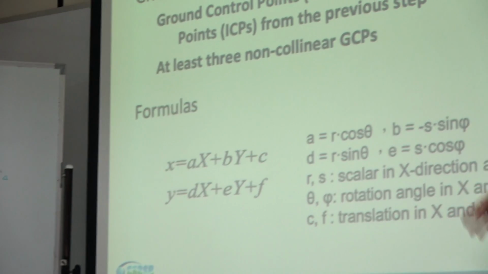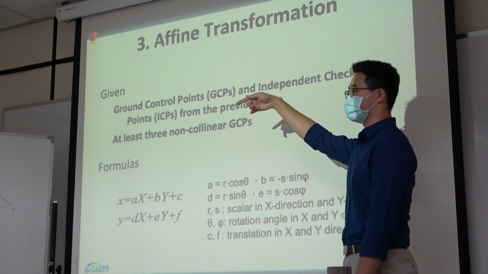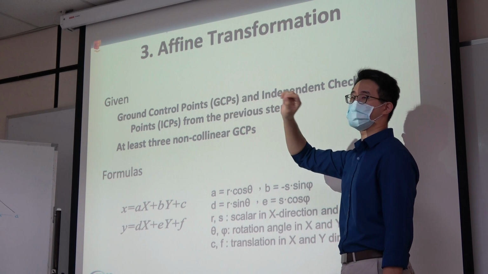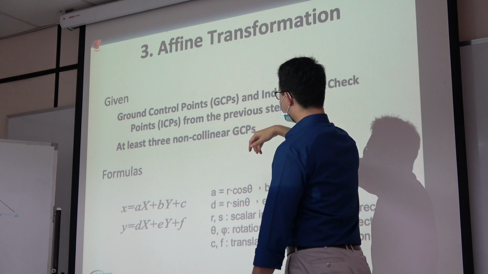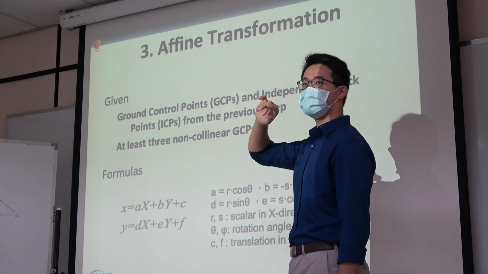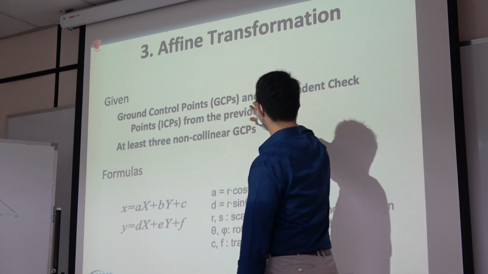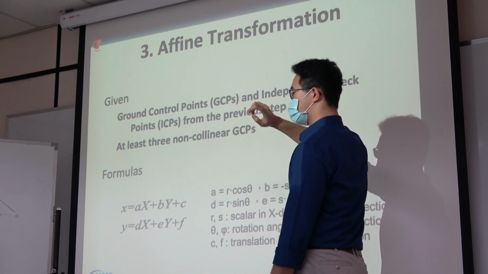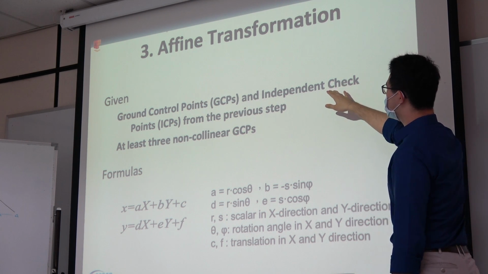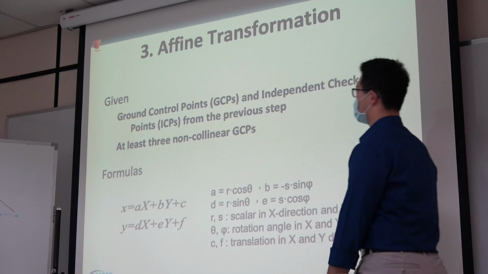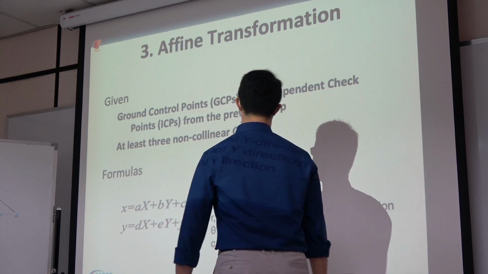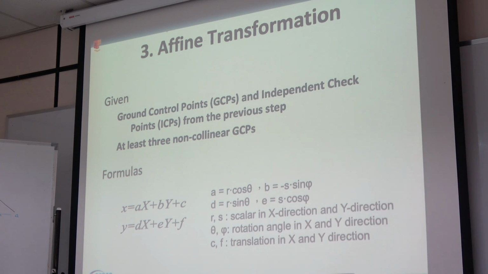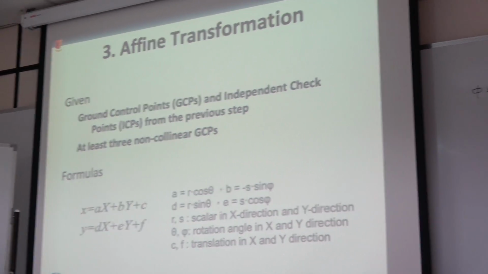So what we are going to do here is, if you are going to use affine, then of course you need to derive the affine transformation coefficients, those 6 parameters. In order to derive that, you need ground control points. And also here is a term that you may not be familiar with, which is the independent checkpoint, the ICP. So what's the difference between the ground control points and independent checkpoints? Actually, in terms of the content, they are exactly the same.